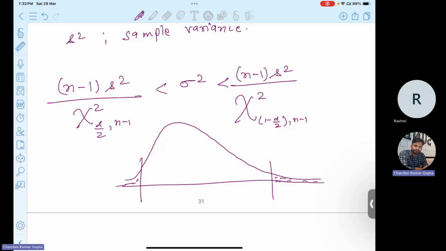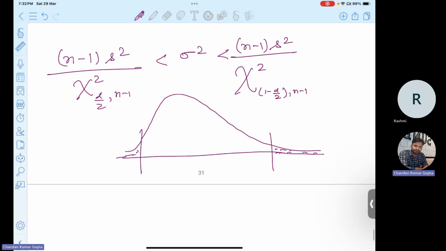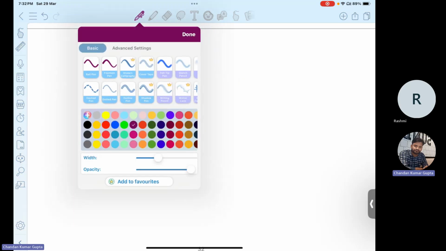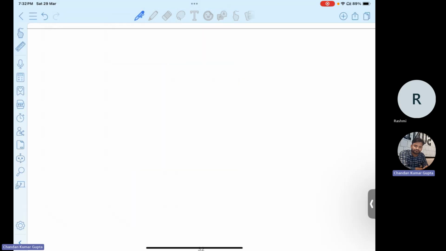So these are the topics we have covered. We have solved some numericals as well. Let's solve some more numericals. If anyone has any doubt, they can ask, or we can solve some more numericals based on the topics we have covered today.